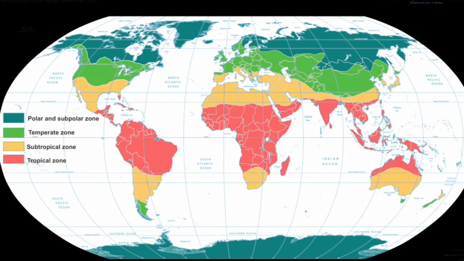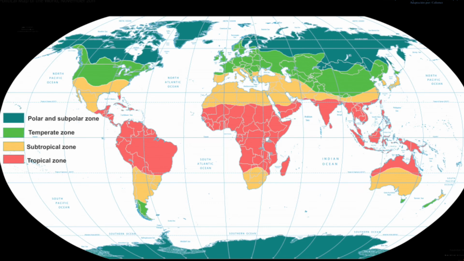Next, we have the subtropical zone, where we just so happen to live. We have short, mild winters, very hot summers. We have a lot of vegetation. We get a lot of rain, a lot of sunshine. And for the most part, we have a fairly mild climate. And then lastly, we have the tropical zone, where it's very hot.